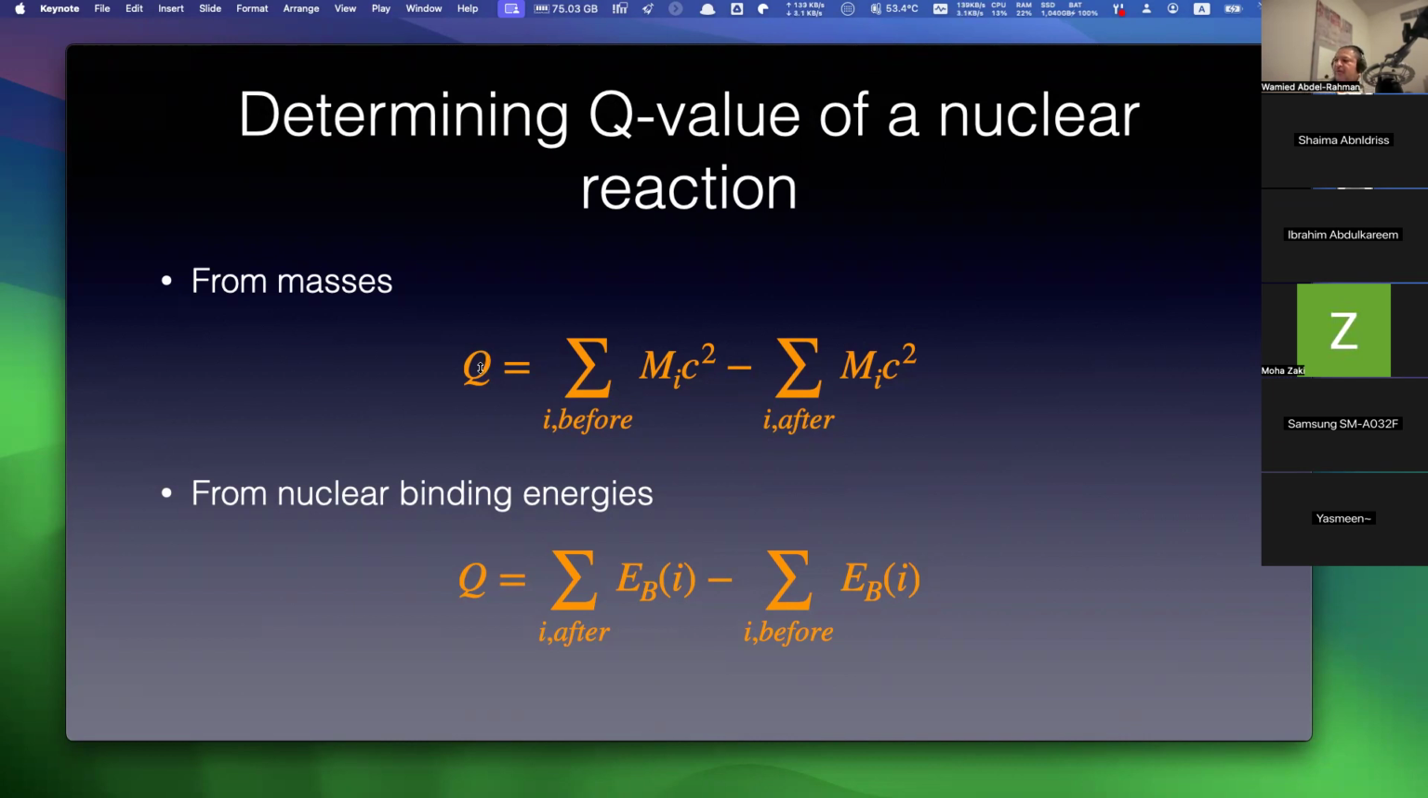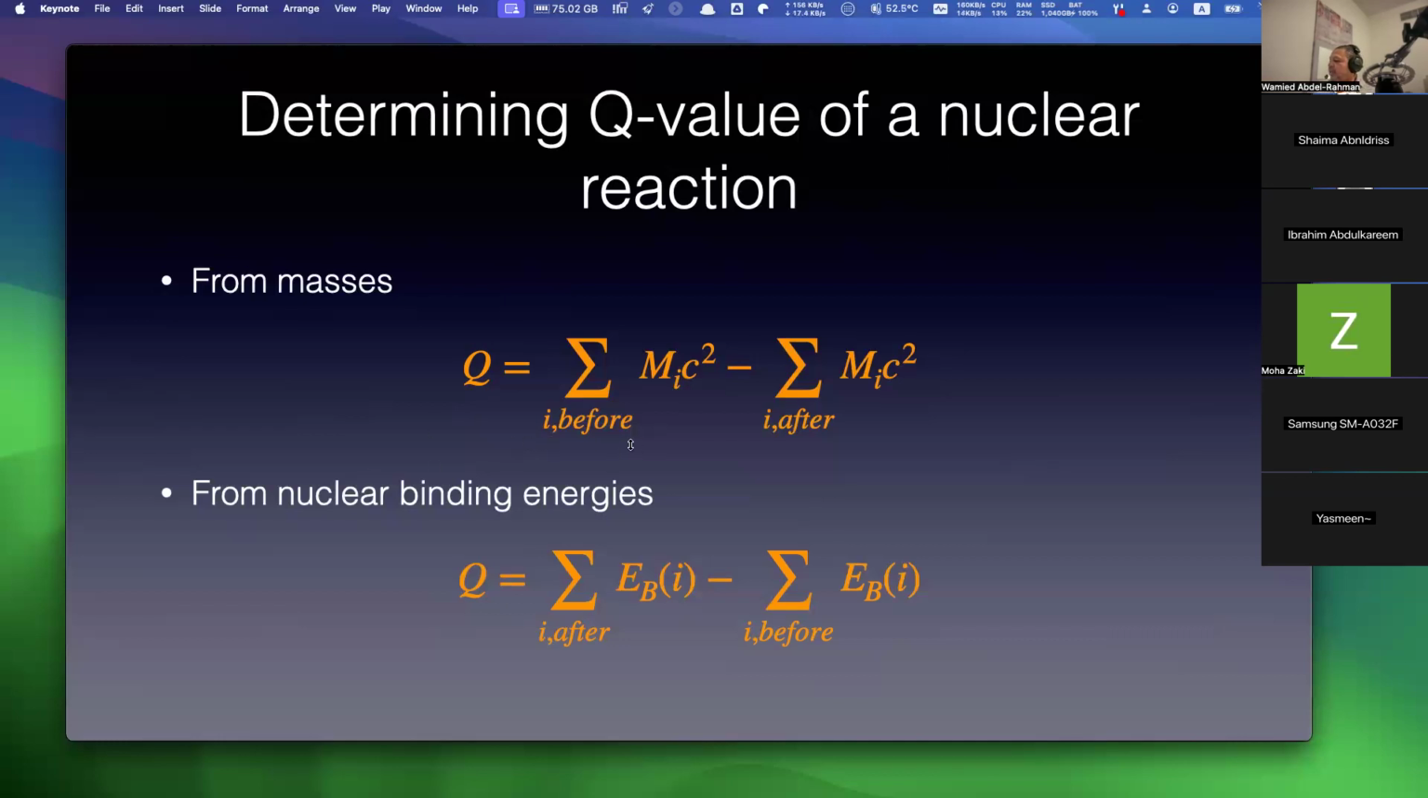And if the Q value, as we said, is greater than 0, then it's exothermic, meaning that the nuclear reaction is going to release energy. If Q is equal to 0, then it's elastic, no energy is released. It's an elastic scattering, an elastic nuclear reaction. And if it's less than 0, that means that the reaction can only happen if the projectile has a minimum threshold energy.